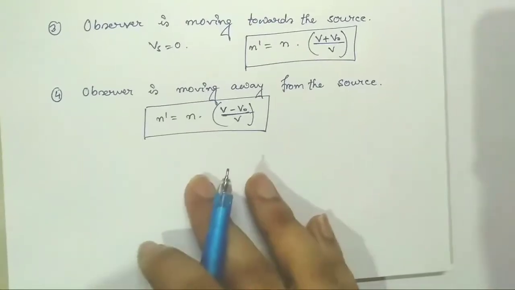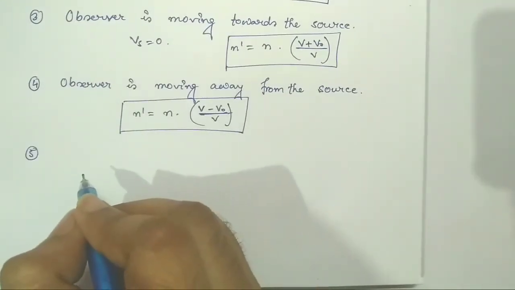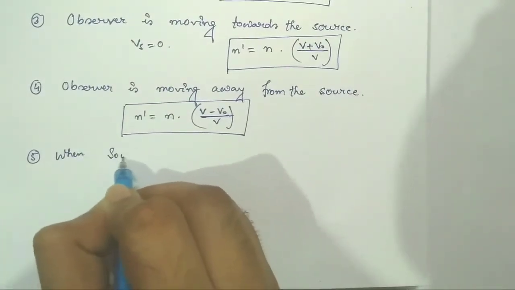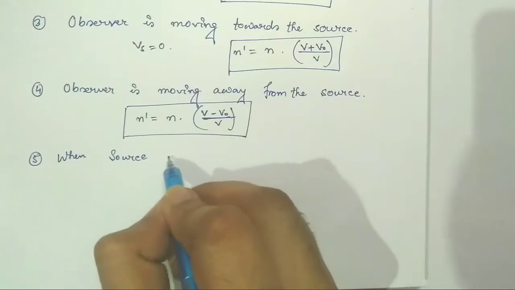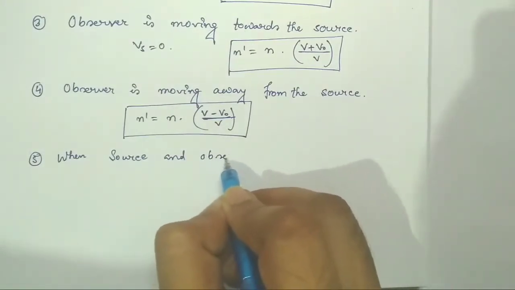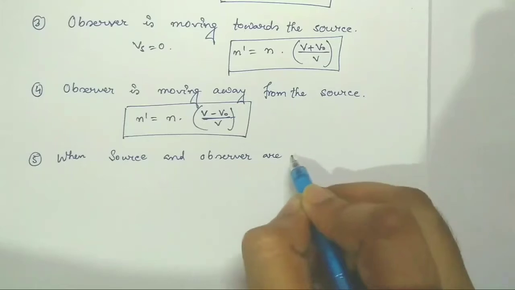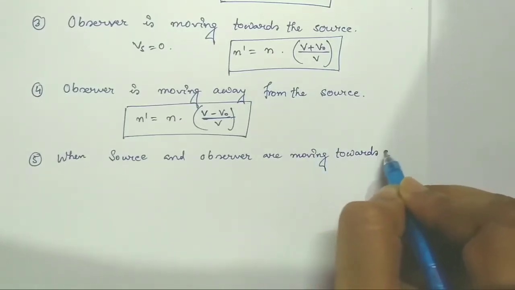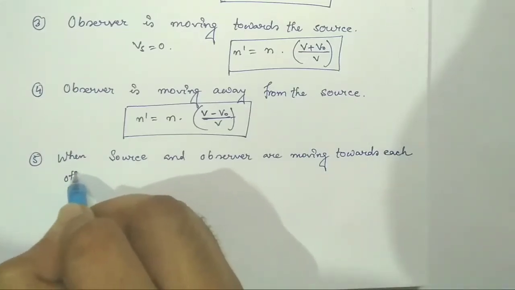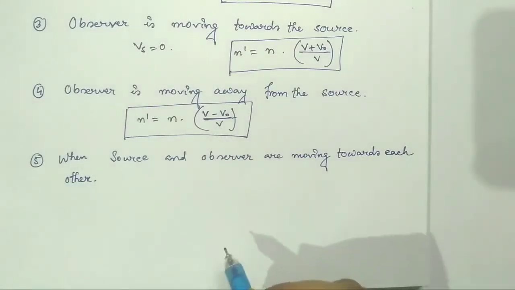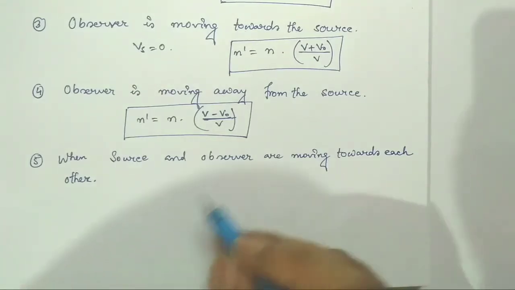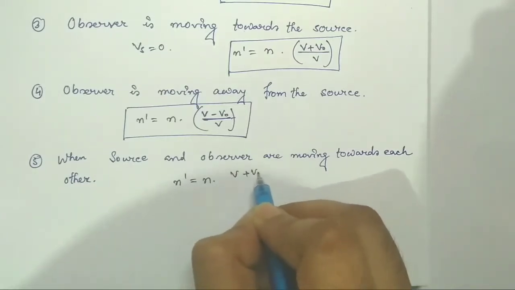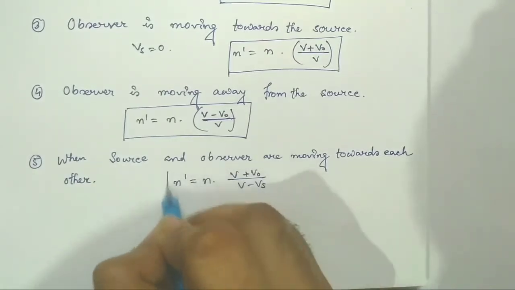Now, the fifth case, when the source and observer are moving towards each other. Since they are moving towards each other, we will consider the upper sign. Hence, n prime equal to n into (V plus V0) divided by (V minus Vs).